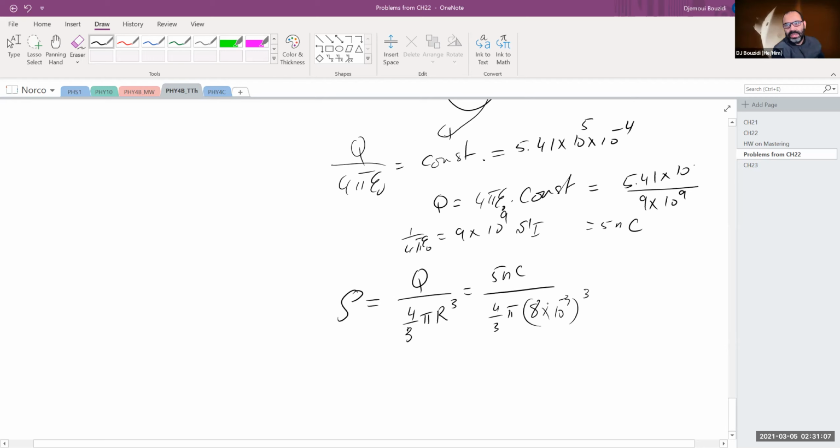10 to the negative 3 and 10 to the negative 3 and 10 to the negative 3. So it's going to be a big number in there. So when you plug it up, it's going to be 10 to the positive 9. Cancel this one. So at the end, basically, this is numerically as if 5 over 4 pi over 3 times 8 cubed. Okay?